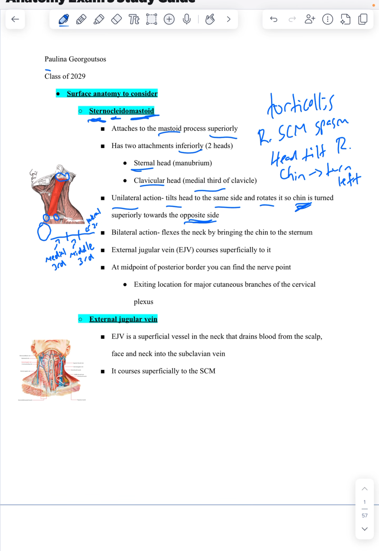Now, when your two SCMs work together, so when left and right are working together, they will flex your neck, so they'll bring your chin to your sternum.